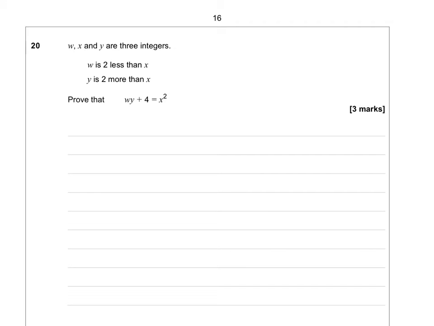Question 20. W, x and y are 3 integers. W is 2 less than x, so w equals x subtract 2. Y is 2 more than x, so y equals x plus 2. Prove that wy plus 4 equals x squared.